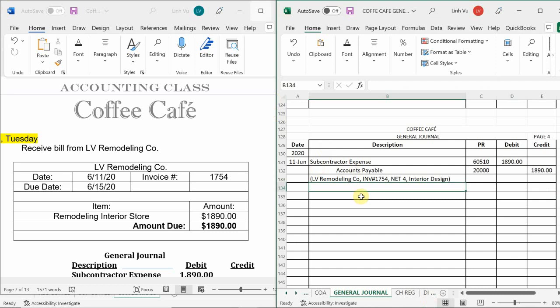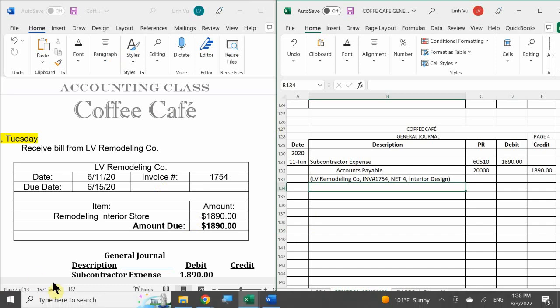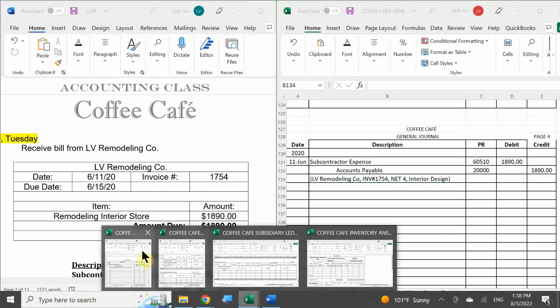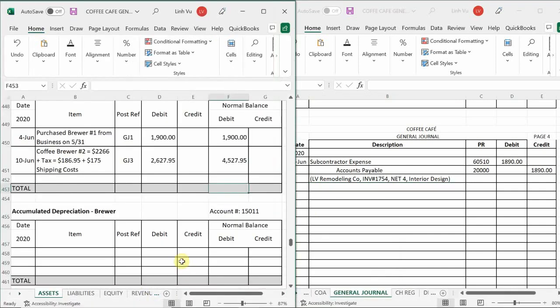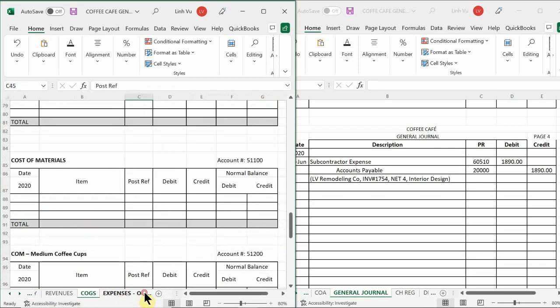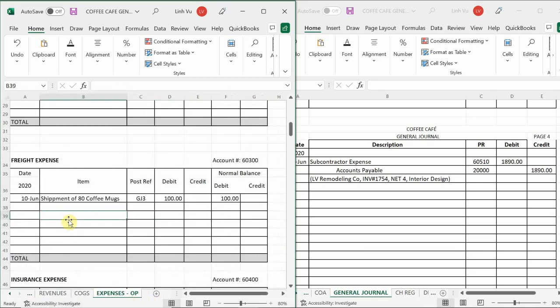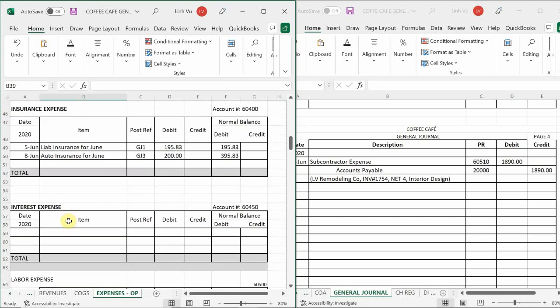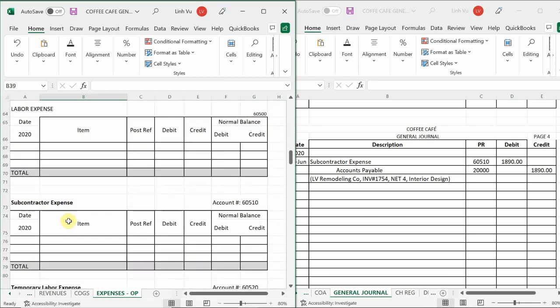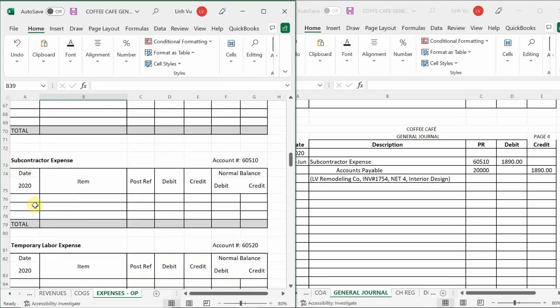Nothing else was involved, no check, no purchase order, no deposit necessary. So we can go ahead and go to our ledger to plug in our numbers. We're going to take a look at my expenses. We got subcontractor expense right here.